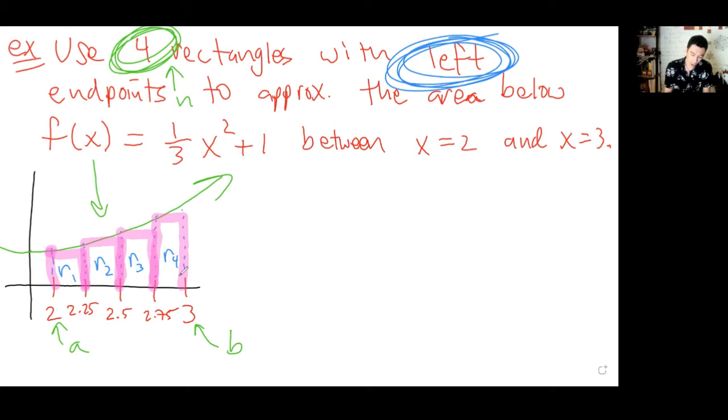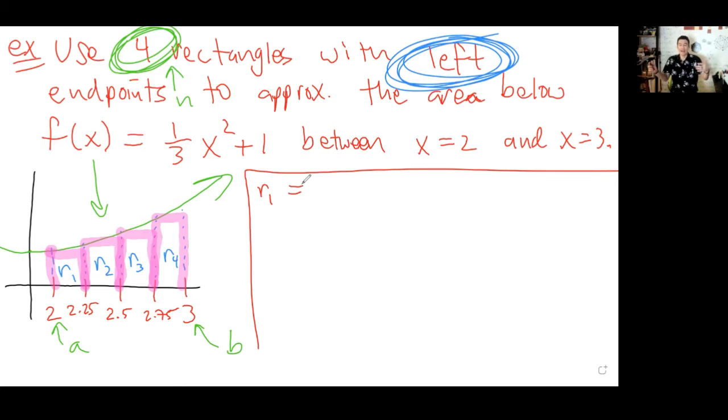So for R1, for the first rectangle, go back to your middle school days. How do you find the area of a rectangle? You go base times height. So looking at this rectangle here, can we agree that the base of this rectangle is 1/4? As a matter of fact, the base for all of these guys is going to be 1/4. So if it's base times height, this would be 1/4 times, well, that's the base, 1/4, but how much is the height?